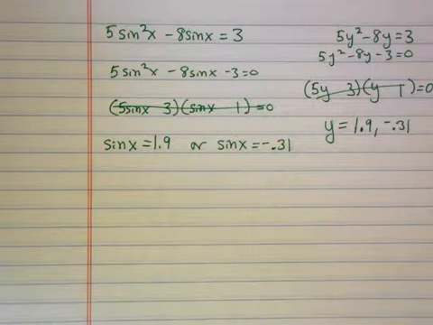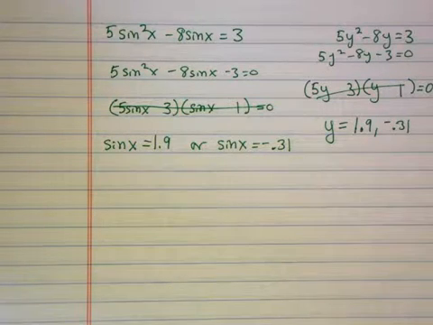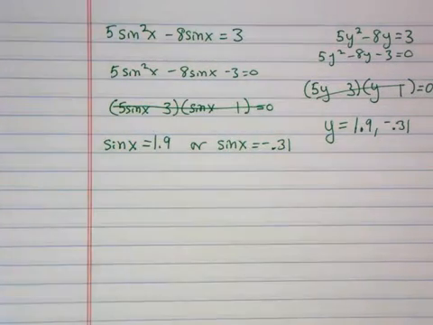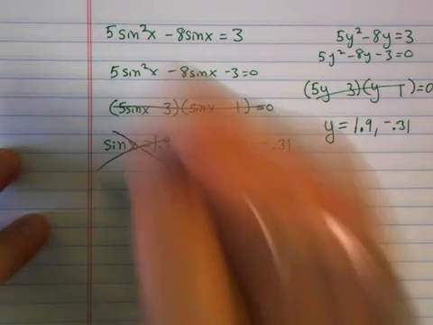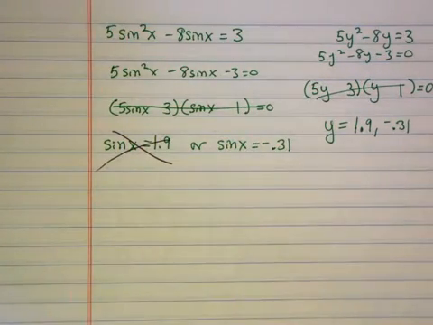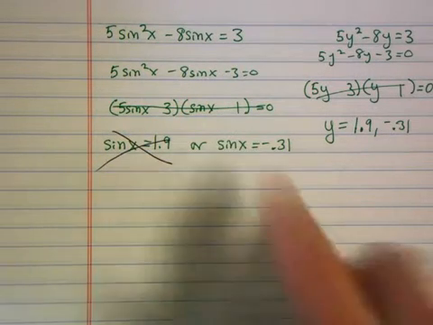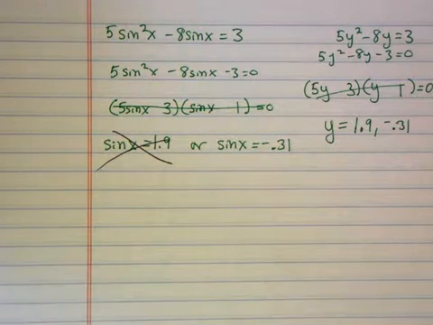All right, when does sine x equal 1.9? Never. How come? It's out of the range. The biggest possible value for sine is 1. All right, so I cross that one off. There's no real answer for that part. When does sine x equal -0.31?